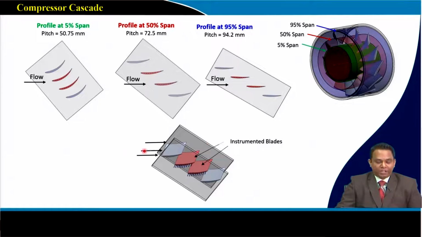Now consider my flow entering at a particular angle. Suppose I want to check what happens if I change the angle at which my flow is striking the blade. That can also be done, and it gives us an idea of what the changes will be when my aerofoils are working under off-design conditions. So just realize, this is my linear cascade.